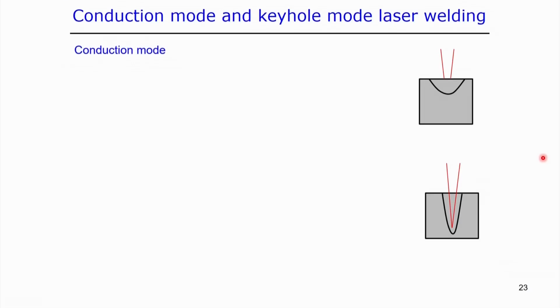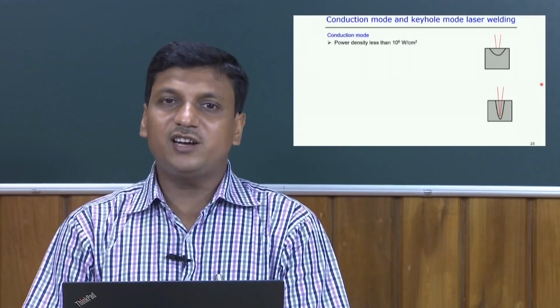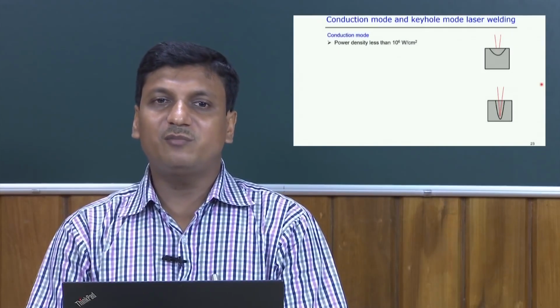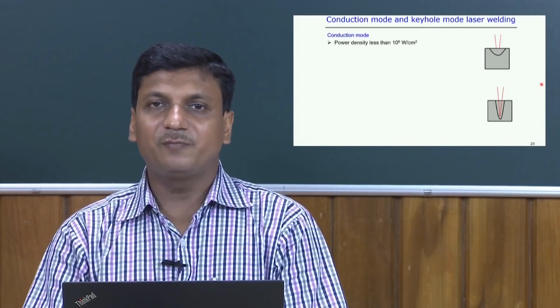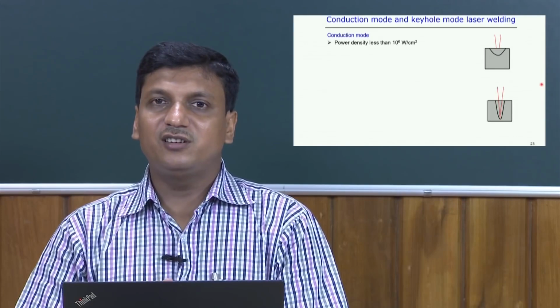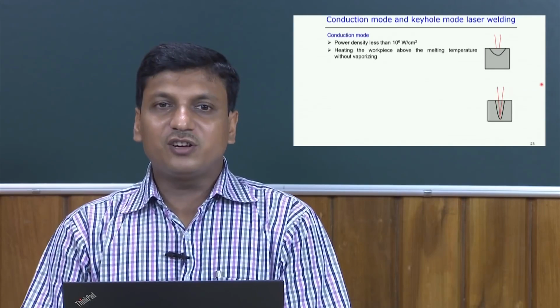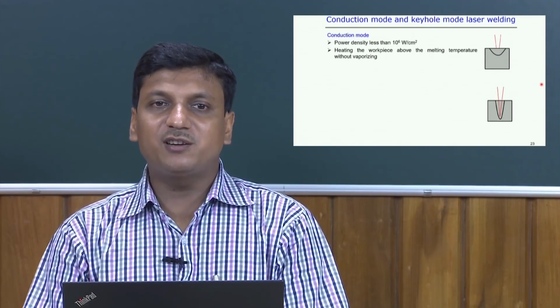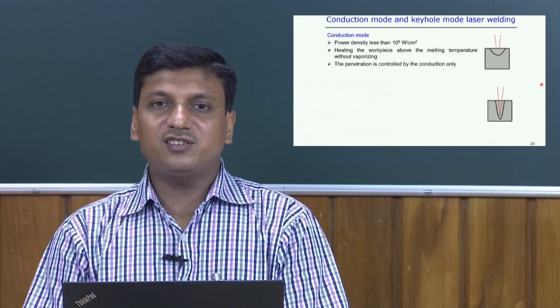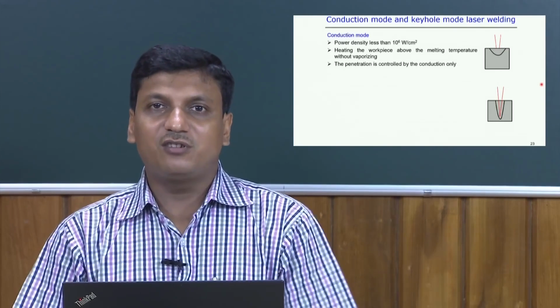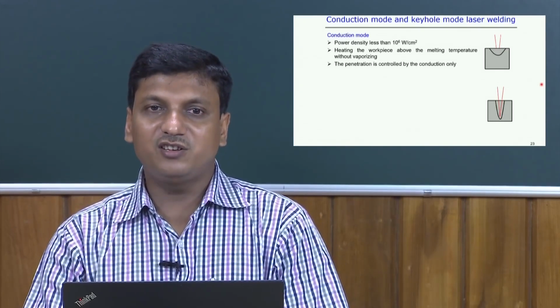If we look at the typical characteristic of the conduction mode laser welding process, the power density is basically less than 10 to the power 6 watt per centimeter square. This is the threshold value. We decide whether it is conduction mode or keyhole mode laser welding by simply measuring the power density of the laser. Power density can be estimated by the laser power divided by the cross-sectional area over which it is falling. In conduction mode, we are simply heating the workpiece above the melting temperature, but without vaporizing the material. So, penetration is controlled by conduction only, and there is no formation of any keyhole.